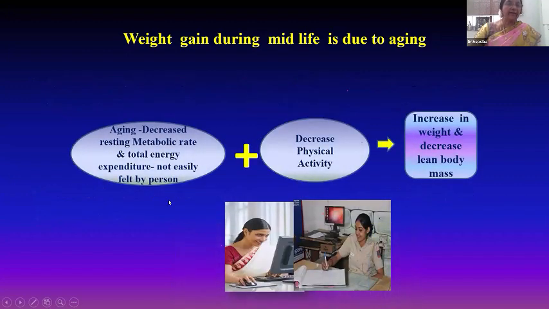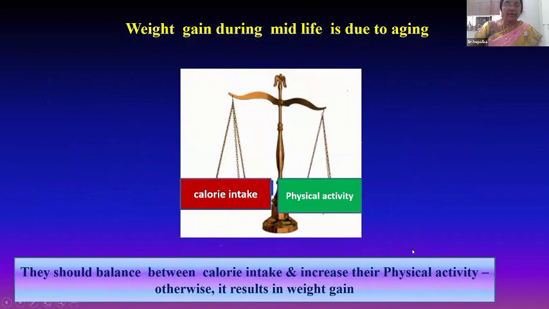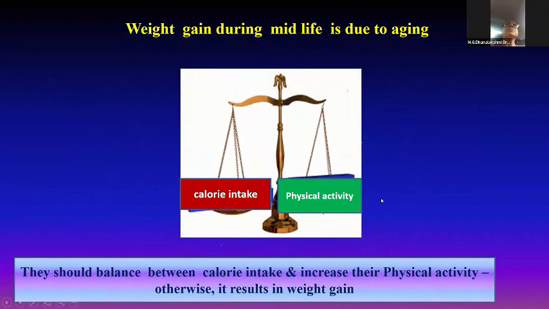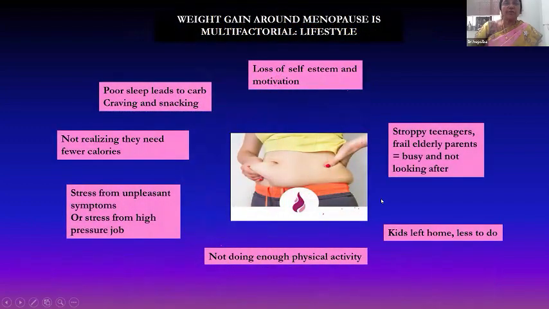And again, with aging, we have a decreased resting metabolic rate and total energy expenditure. This is not felt by the individuals. On top of it, when they add decreased physical activity, we put on weight. So the calorie intake and physical activity should be maintained. Otherwise, midlife people will put on weight because of the decreased metabolic rate. So this is a multifactorial thing, which is why midlife people are putting on weight.